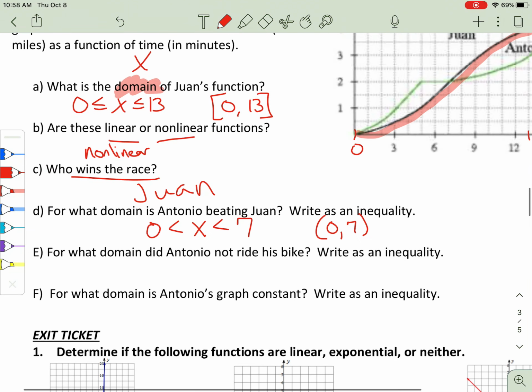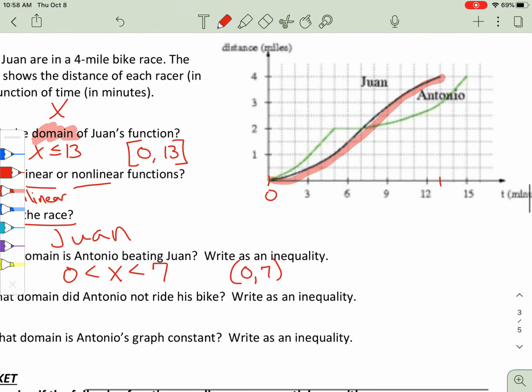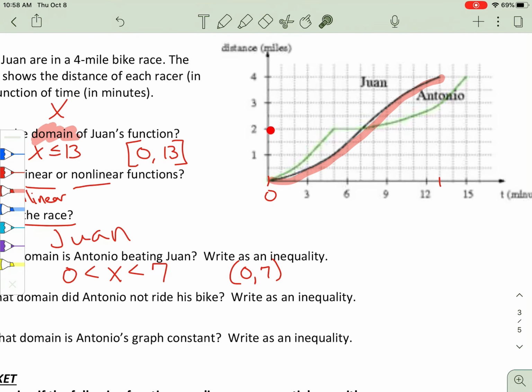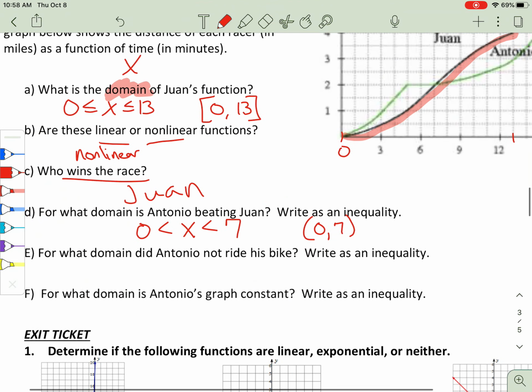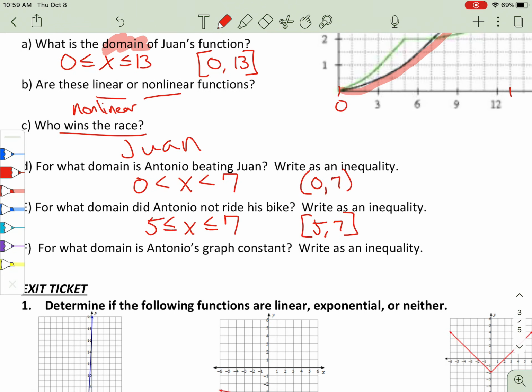For what domain did Antonio not ride his bike? Okay, so that would mean, like, if he's riding a bike, he's going to be moving forward, right? So when does he stop? Oh, looks like right there, from time marker 5 to 7. So he stopped at 5, so we're using the equal sign. And he started back up again after 7. So 5 to 7.